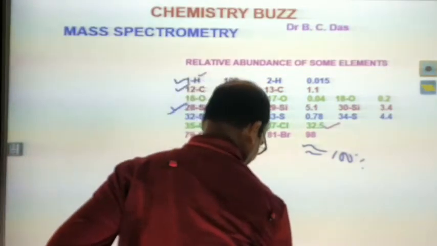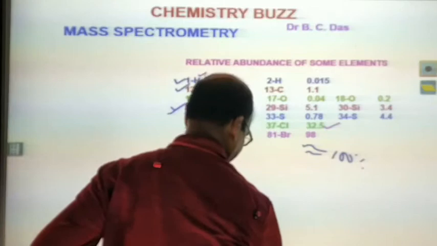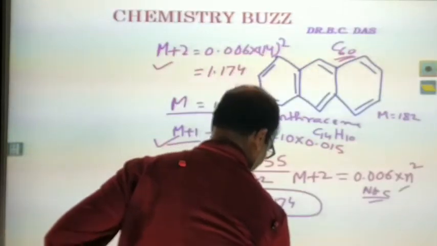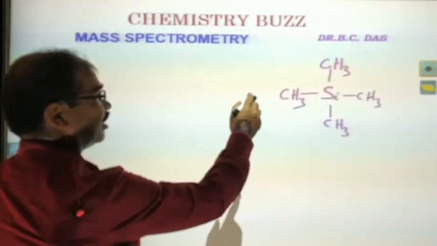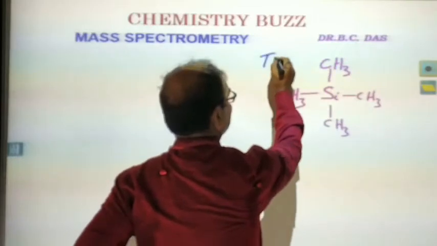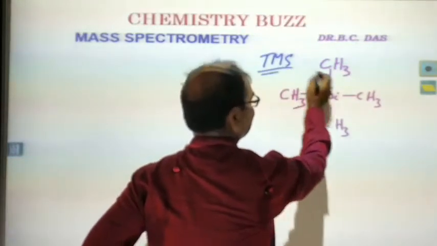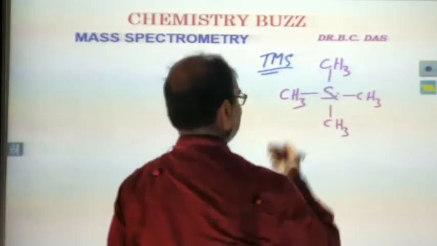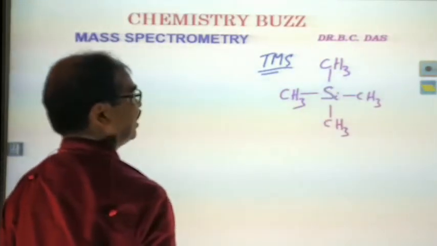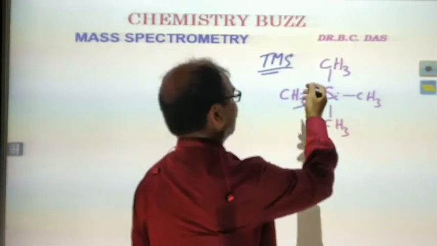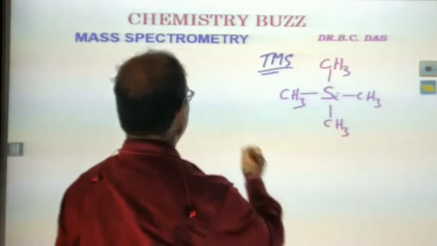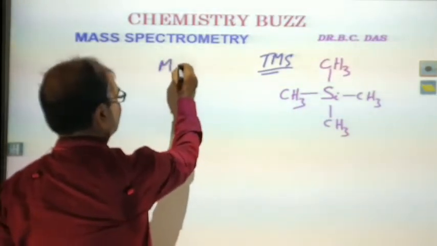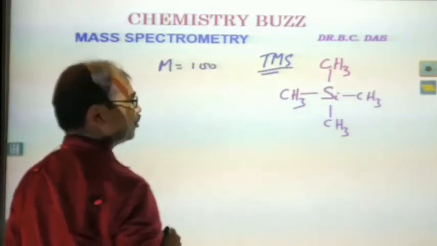Now let us consider the M plus 2 peak for a silicon containing compound, say TMS. We have used it as a reference substance in NMR. For this we have to calculate the M plus 1 and M plus 2. So M is equal to 100%.